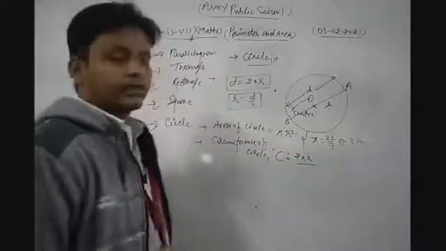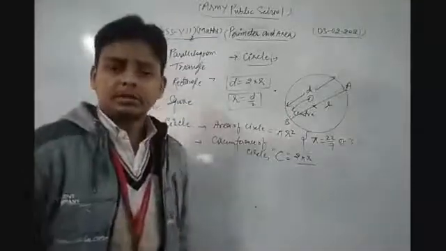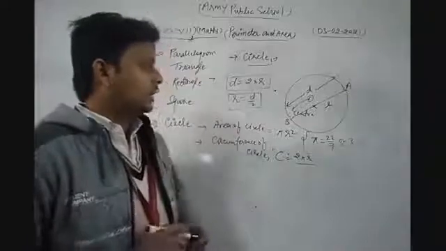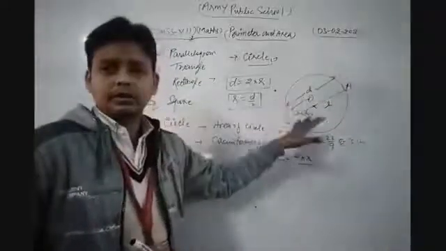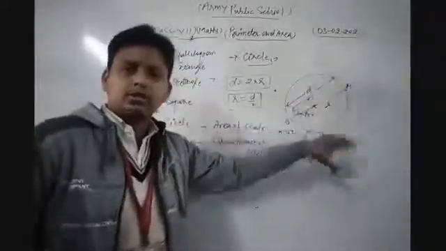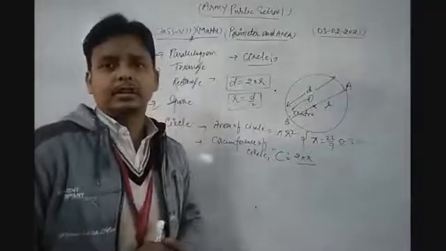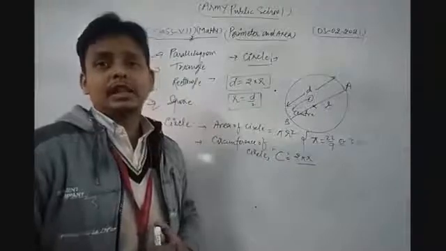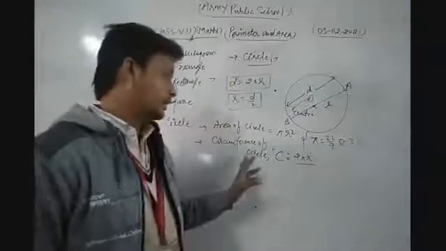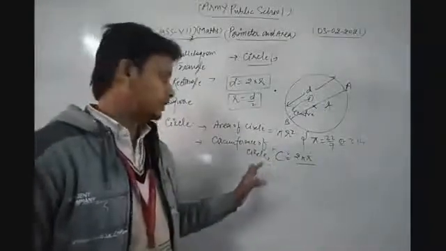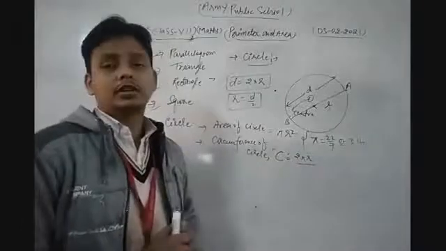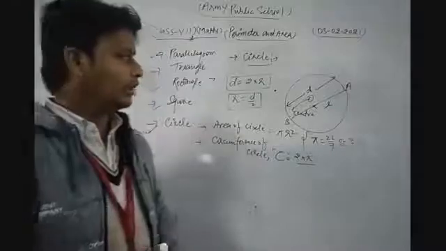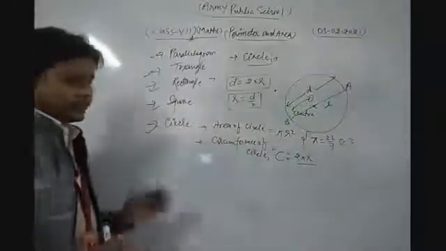Therefore, the concept of circumference is that the length of outer boundary of any circular region is known as its circumference. So here, dear students, 2 pi r is its circumference. So these are very important.